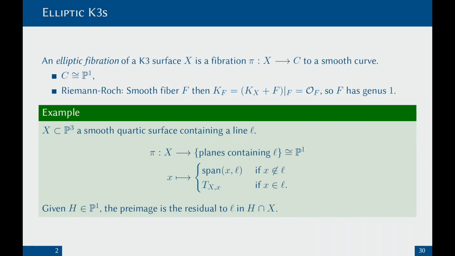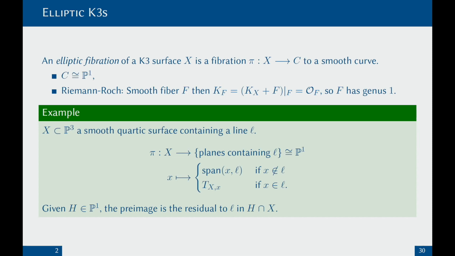So we start with the definition of an elliptic fibration. If you have a K3 surface, an elliptic fibration is just a morphism with connected fibers, so a fibration to a smooth curve. Automatically, that smooth curve must be P1, because if it had higher genus, you could pull back holomorphic forms and get forms on your K3, which it doesn't have. And by Riemann-Roch, you see that the generic fiber, the smooth fiber, is going to be K-trivial. It's going to have a trivial canonical bundle, and therefore it's going to have genus 1. So that's why it's called an elliptic fibration.